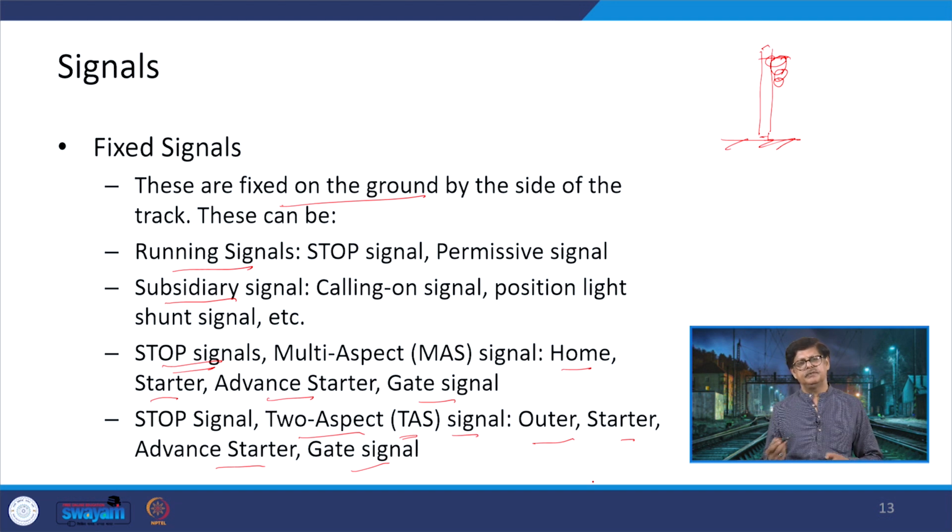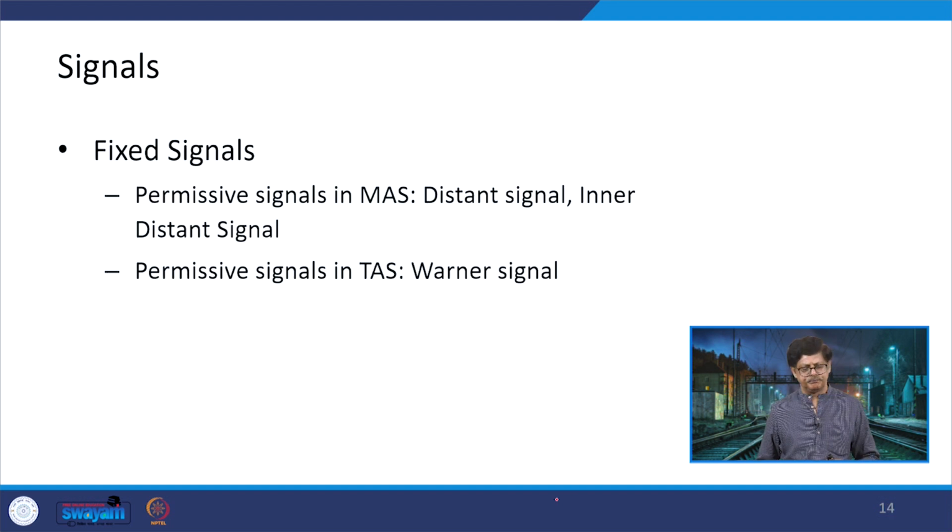So, it means there are certain signals which can work either with a two aspect condition as well as with a multi aspect condition, and they can be provided with a semaphore type of system, or they can be provided with the light type of system. Then permissive signals in the multi-aspect condition are known as distant signals or inner distant signals, but in the case of a two aspect one, they are known as the Warner signals.